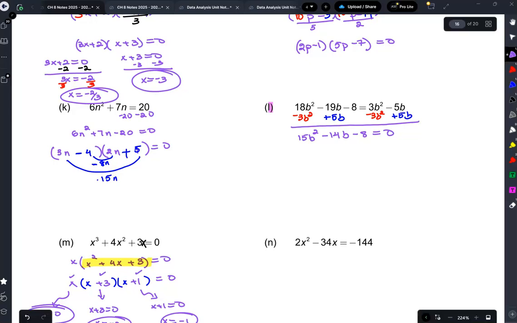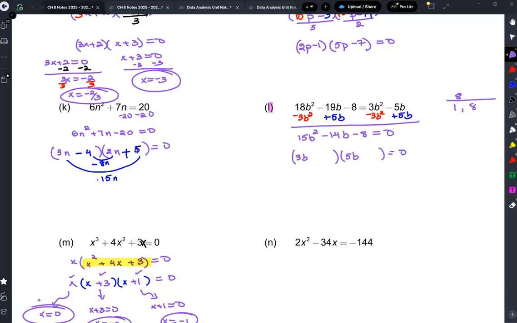Why don't we try that with this one? I need 15b squared. So let's do 3b and 5b. Okay? Because that's 15b squared. Now I need some ways to get an 8. 1 and 8, 2 and 4. With these ones, pro tip, I start with numbers that are closer to each other. So instead of the 1 and 8, I start with the 2 and 4. Okay? So why don't we try that? Let's try 4 and 2.